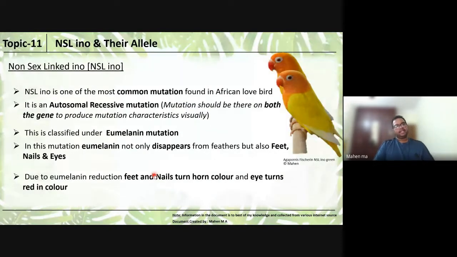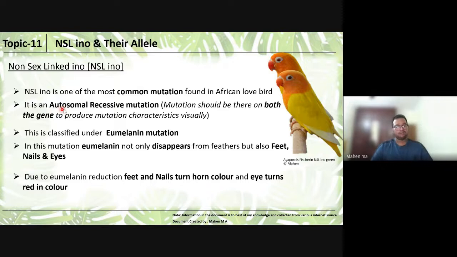Okay, now finally coming to the NSL mutation as such. So now I think you will be able to understand this mutation in a much better way. Why the head looks red and why the body looks yellow. As I explain, you will get to know why these things happen in the birds. Okay. So NSL is one of the most common mutations. I think most of you in your aviaries have Ino mutations. So this is one of the most commonly found in African lovebirds.